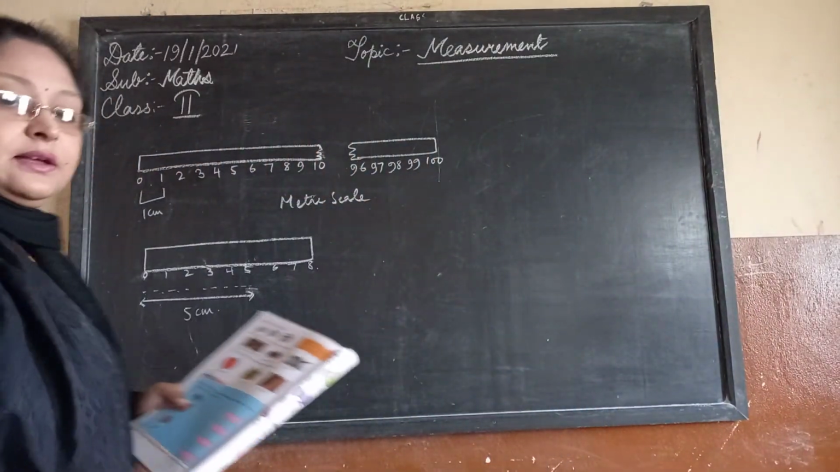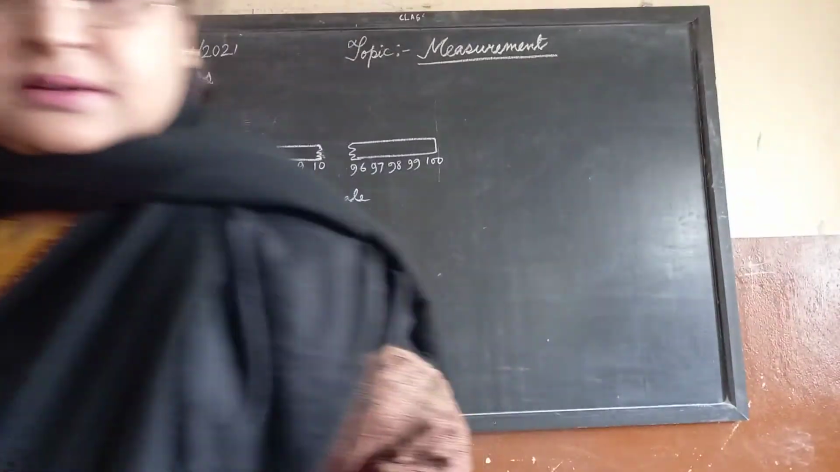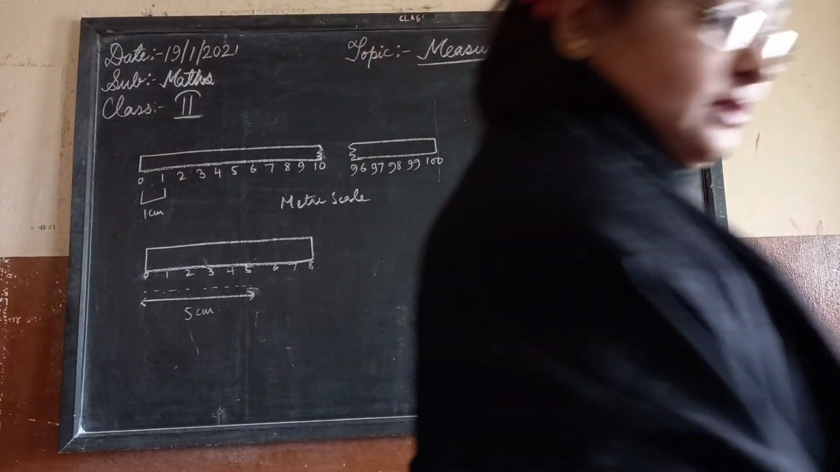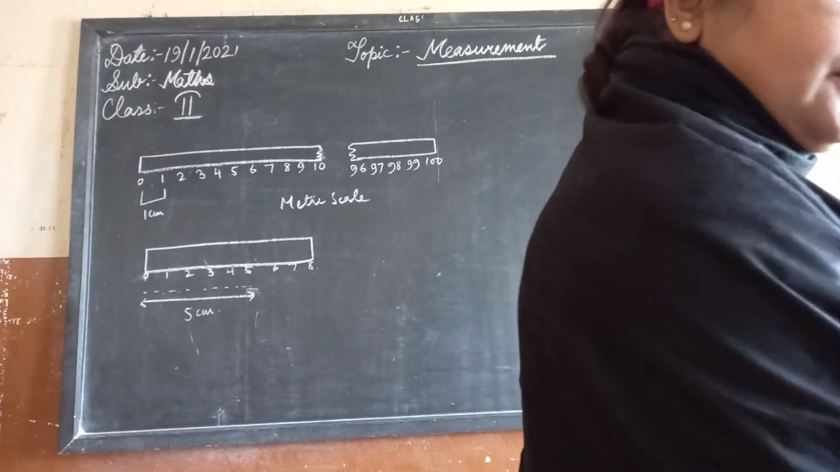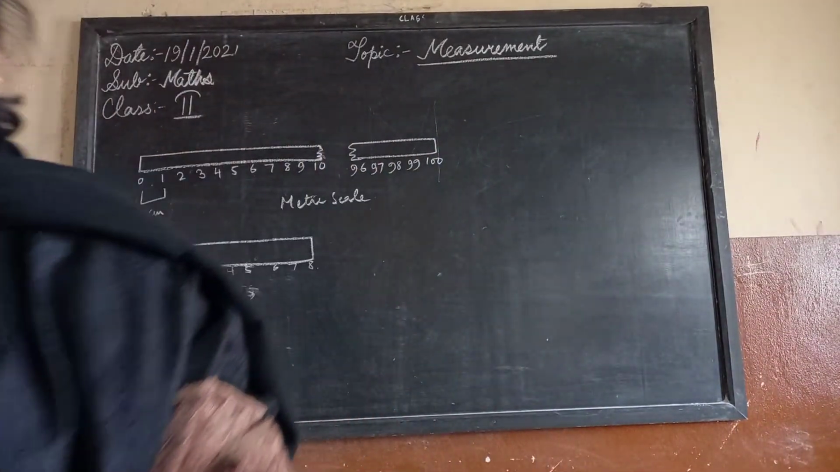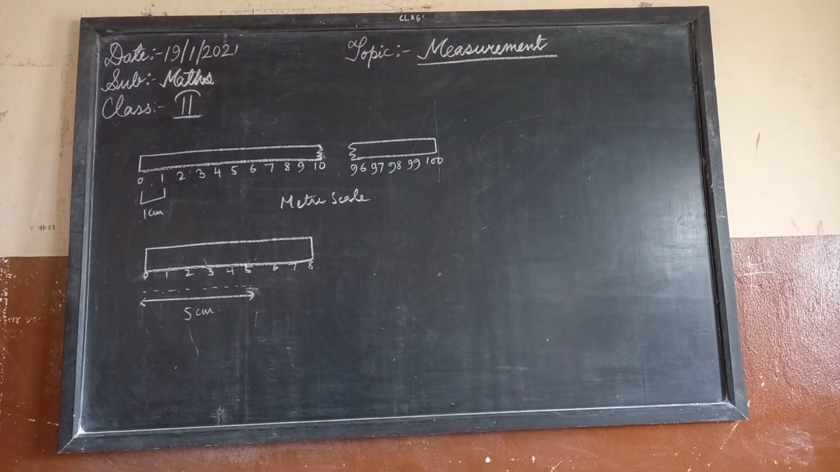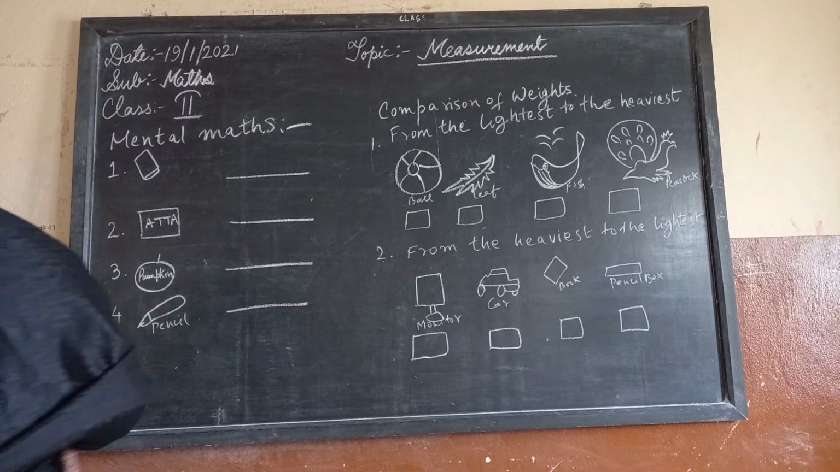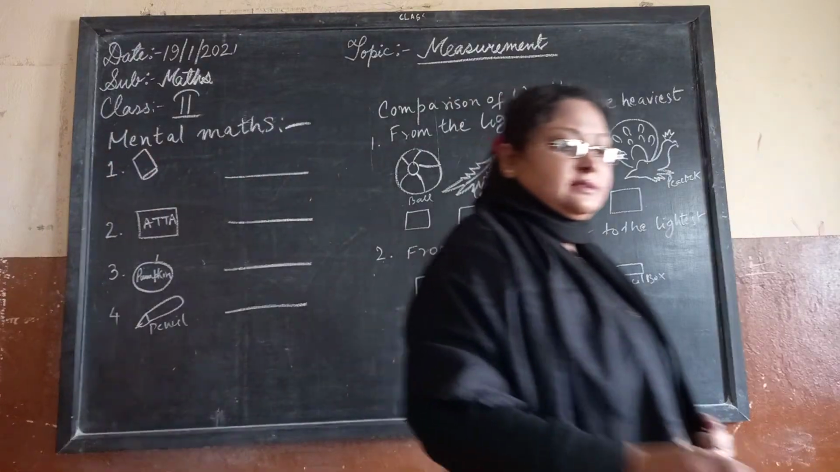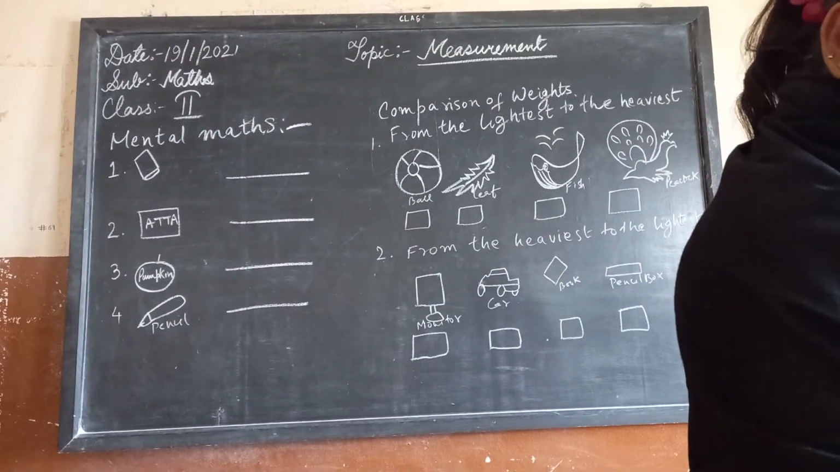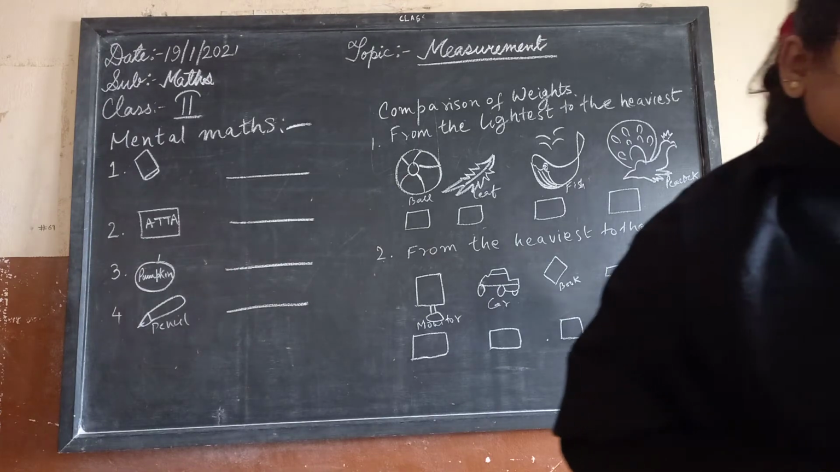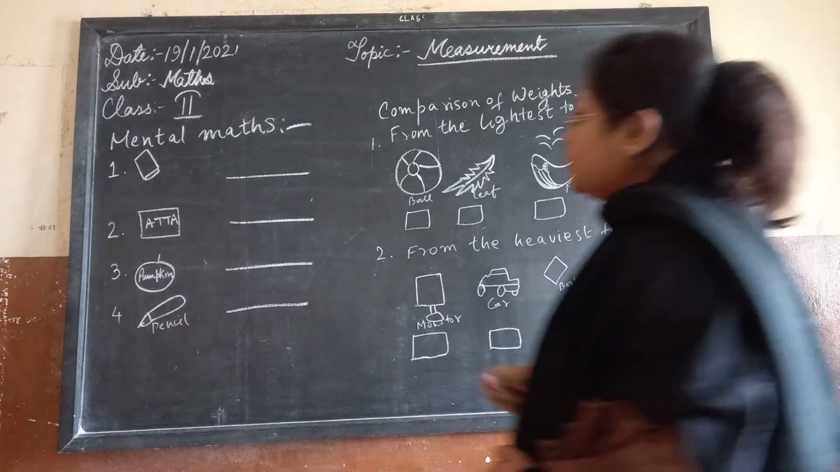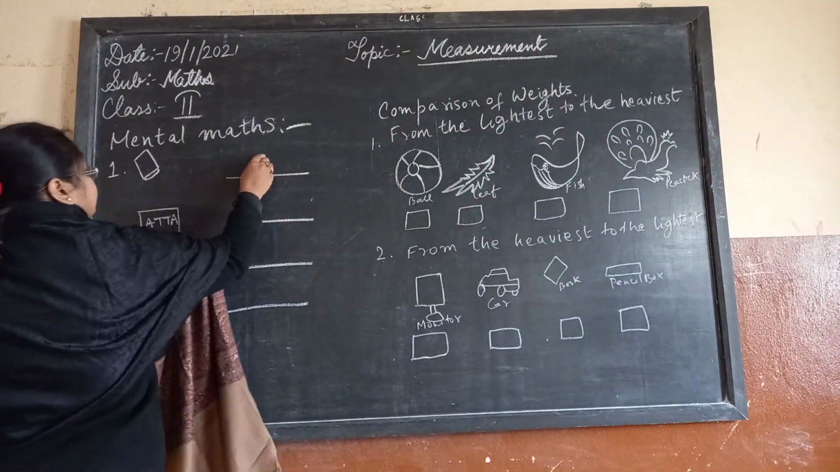Now first one, we will do this one on the blackboard itself. Okay, so let us do that one. Now students, let's see this mental math first question. In this question we have to write down whether this is in gram or in kilogram. The first one is book. Okay, so book will be measured in gram.